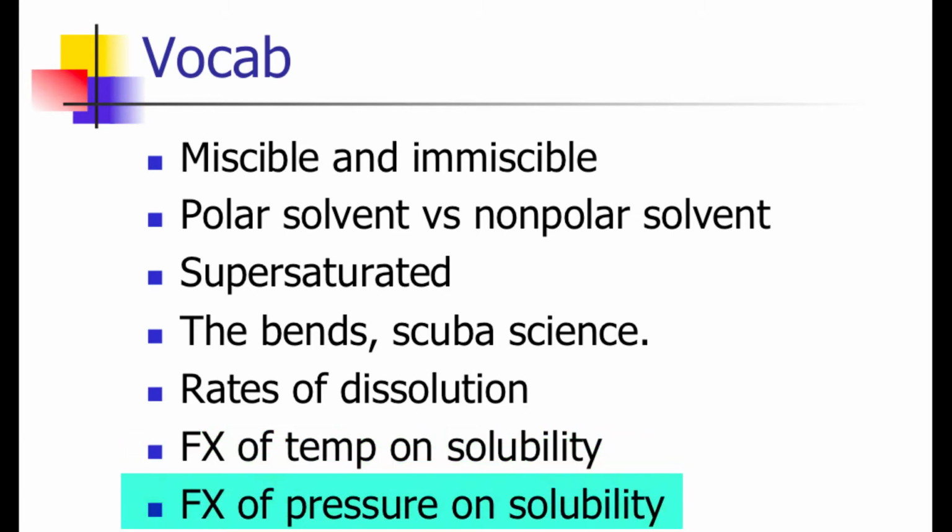Pressure has no effect on the solubility of solids, because pressure can't squeeze solids any smaller. It does have an effect on the solubility of gases, though. So make sure you get down in your notes that the higher the pressure, the more soluble the gas is. And this is true because it makes the little gas bubbles smaller. Increased pressure means less volume. And since they're smaller particles, they will dissolve better.